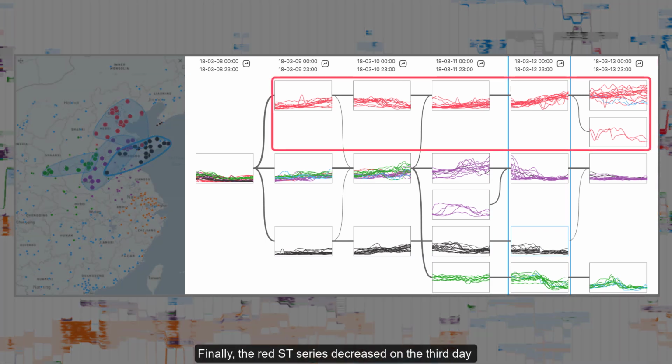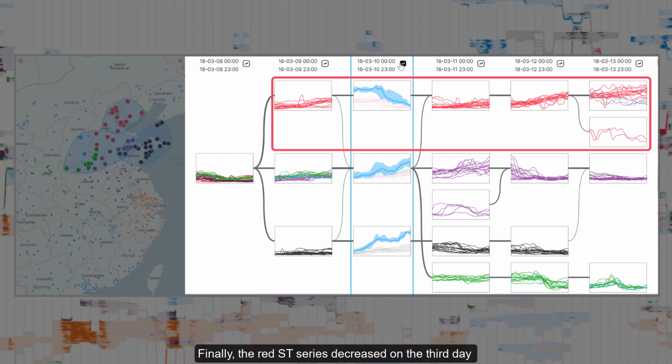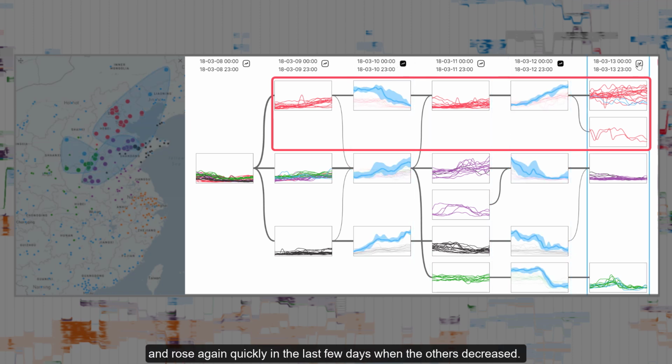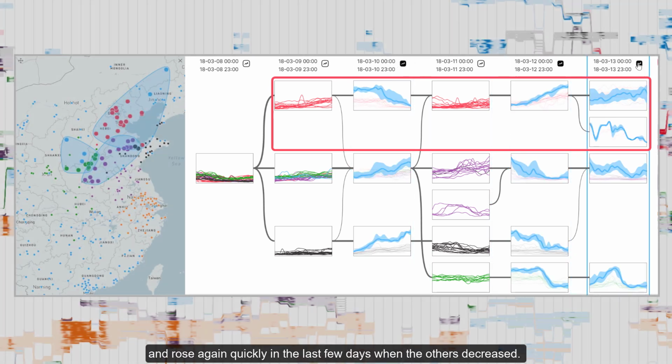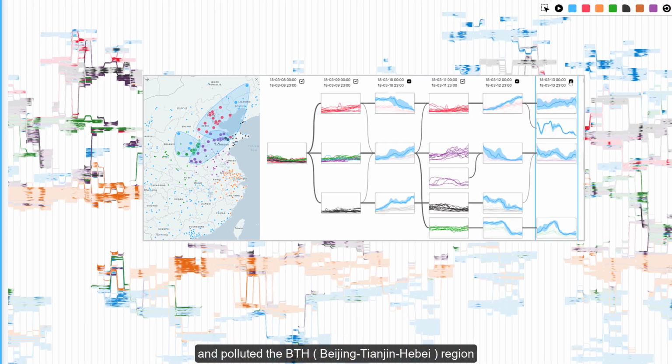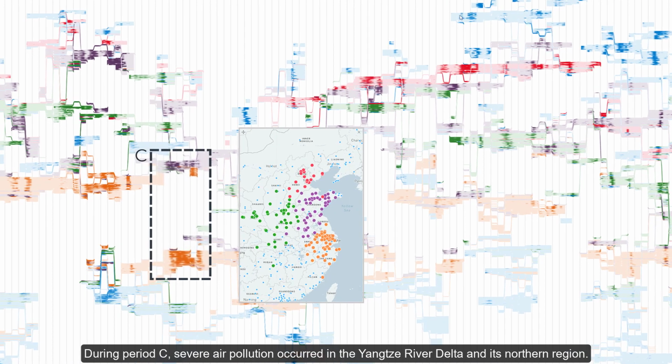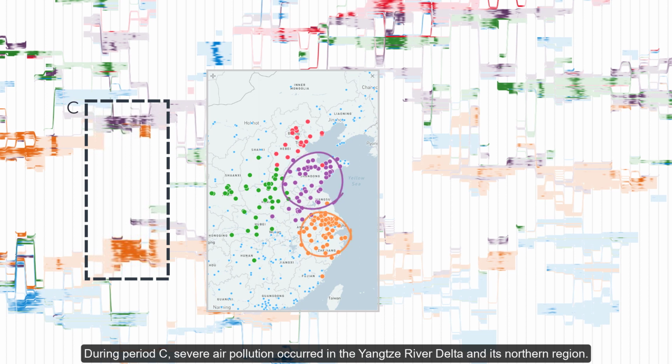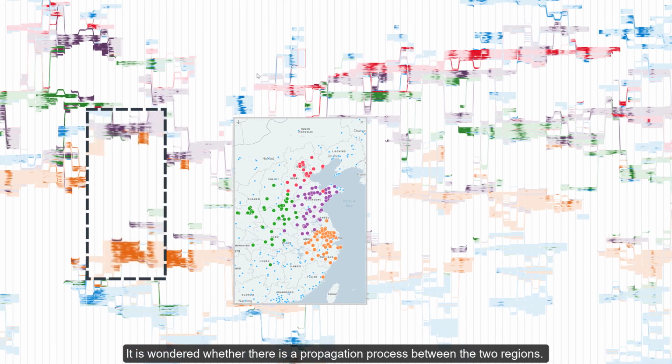Finally, the red spatial temporal series decreased on the 3rd day, and rose again quickly in the last few days, when the others decreased. It is a hypothesis that in the last few days, another pollution source contributed to pollutants and polluted the BTH region. During period C, severe air pollution occurred in the Yangtze River Delta and its northern region. It is wondered whether there is a propagation process between the 2 regions.